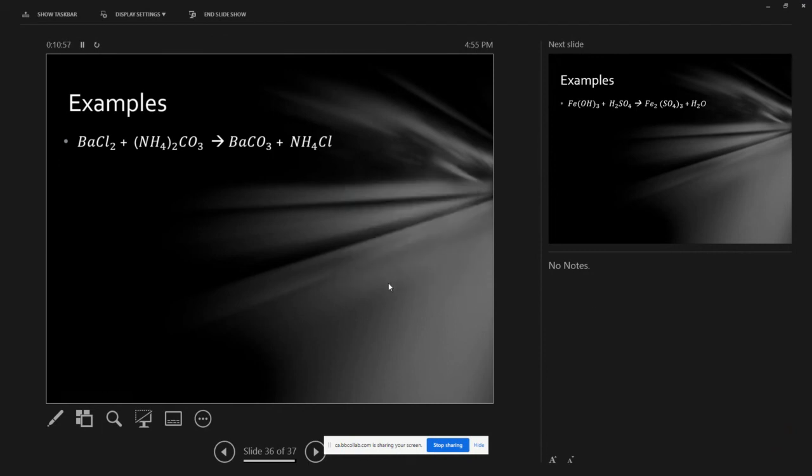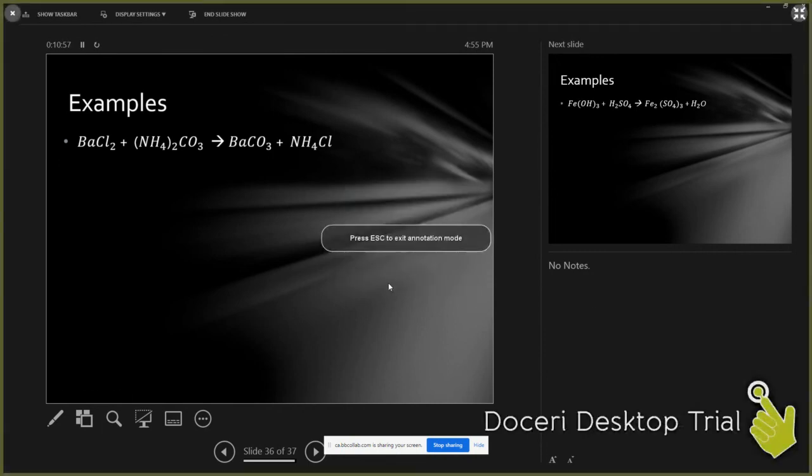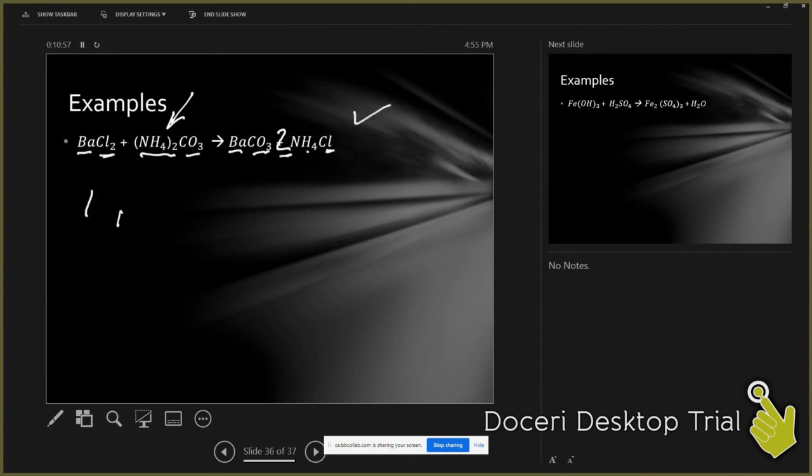One more example here before we wrap this video up. A little bit simpler, but here's the trick. Big one in there has ammonium in it, so let's start there. Two ammoniums, one carbonate, one barium, one chlorine there, but times 2, so that's 2, and that's 2. And this is right already, so this one will be written as a 1, 1, 1, 2 as a balanced equation.